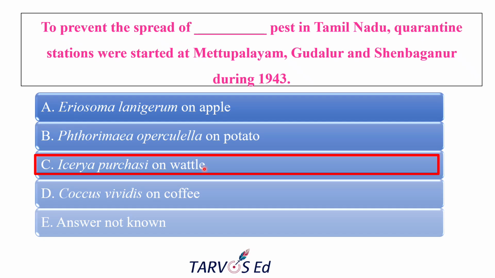Okay. So why these three places? Mettapalayam, Gudalur, Shenbaganur are the entry points to the Nilgiri hills from the plains. So they were used as a check post to inspect the wattle planting material and prevent this particular pest from spreading downward.